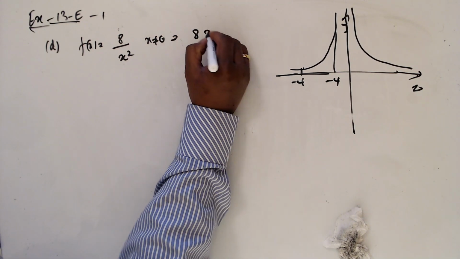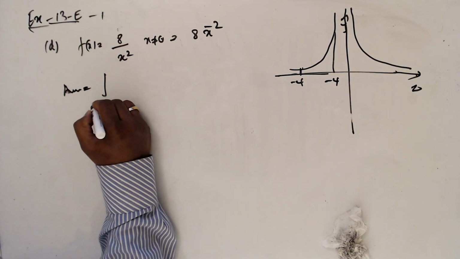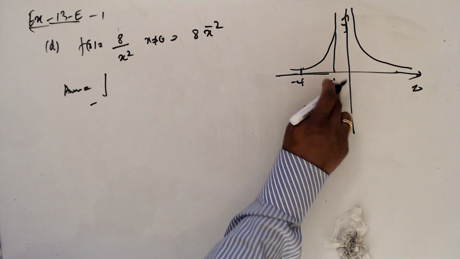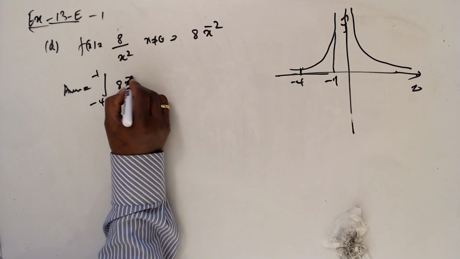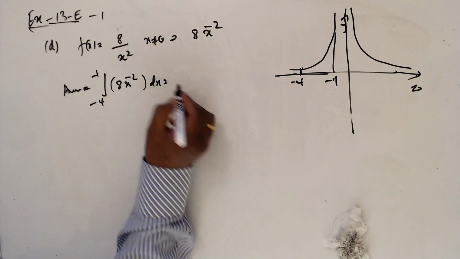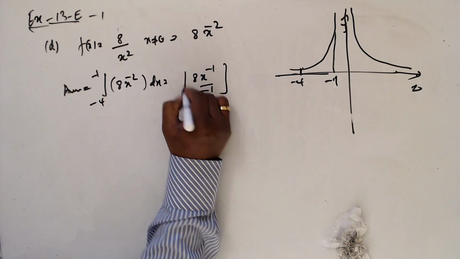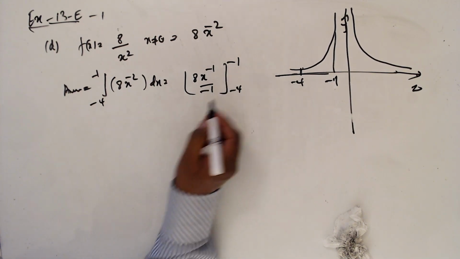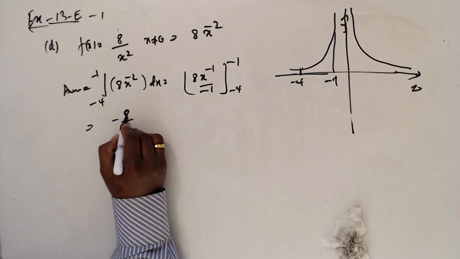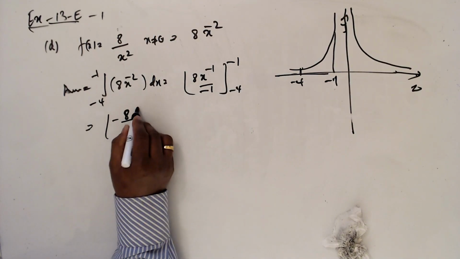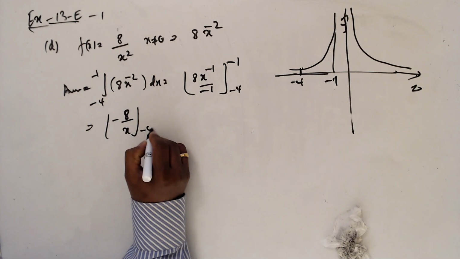This is 8 x to the minus 2. Area is from minus 4 to minus 1, 8 x to the minus 2 dx. So this is going to be 8 x to the minus 1 over minus 1, from minus 4 to minus 1. So this is going to be minus 8 over x. Minus, x to the minus 1 means 1 over x, no? So this is minus 4 to minus 1.